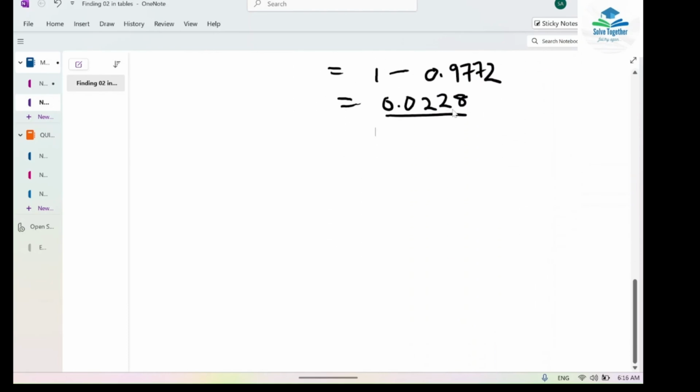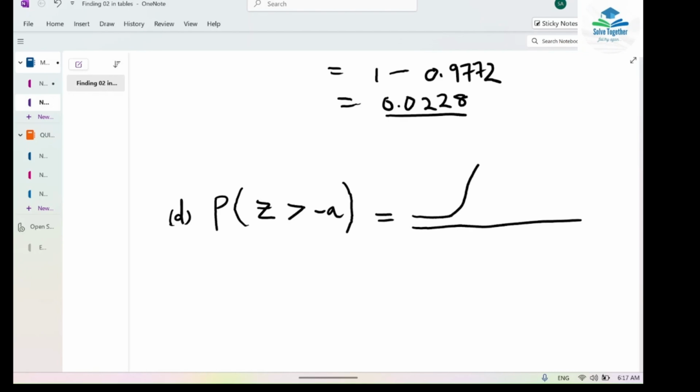Now we're going to property D. Probability of Z being greater than minus A. And see what happens here. This will be, minus A is here, and we want the greater region, which means we want this region.